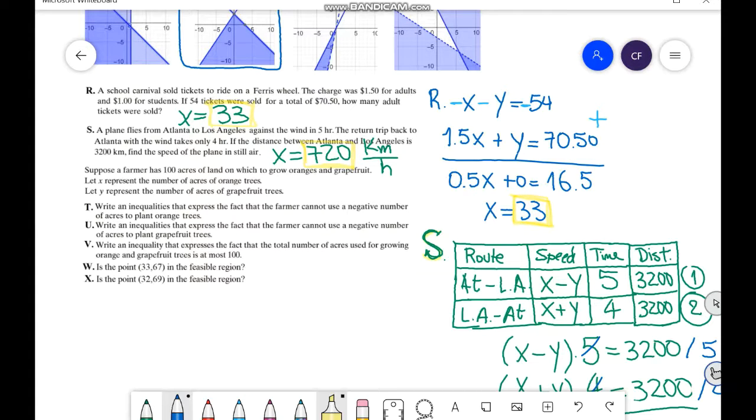Suppose a farmer has 100 acres of land on which to grow oranges and grapefruit. X is going to represent the number of acres of orange trees, and Y the number of acres of grapefruit trees. So let's write down here, X is oranges and Y is grapefruits.